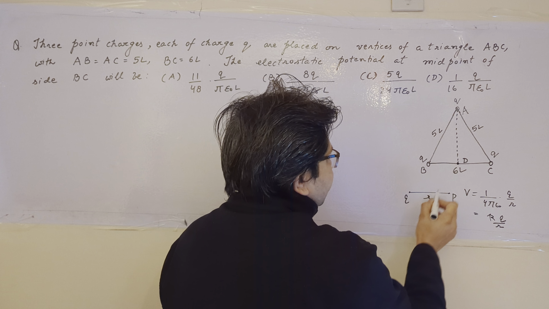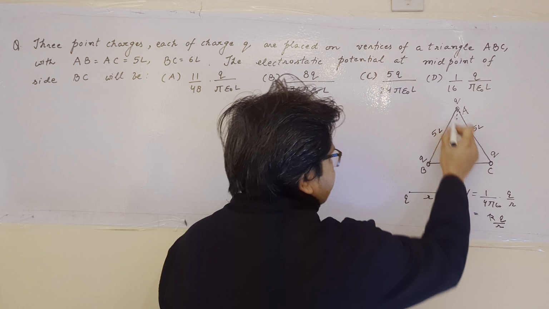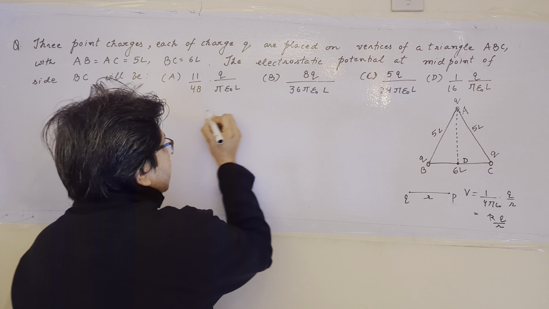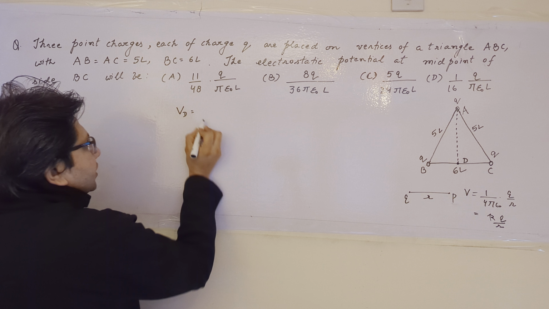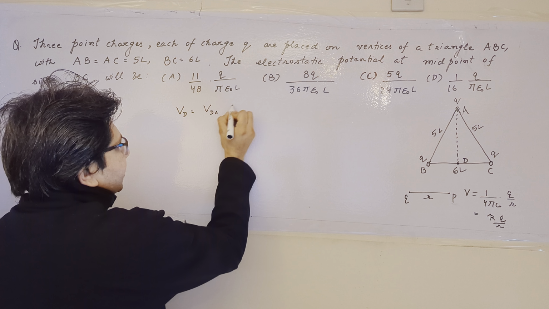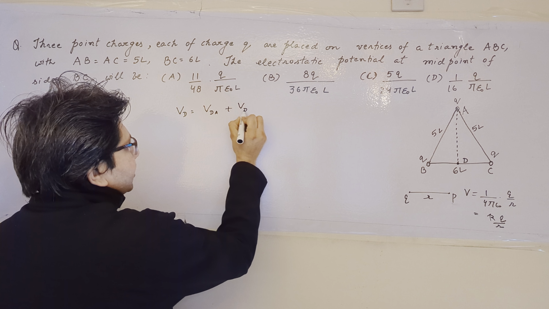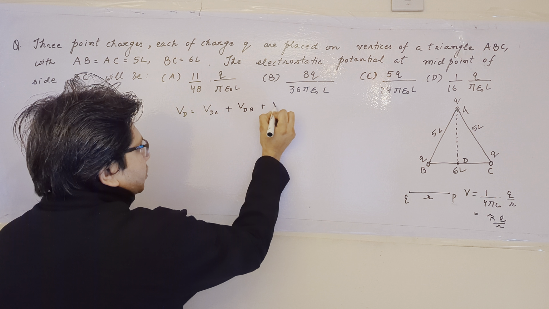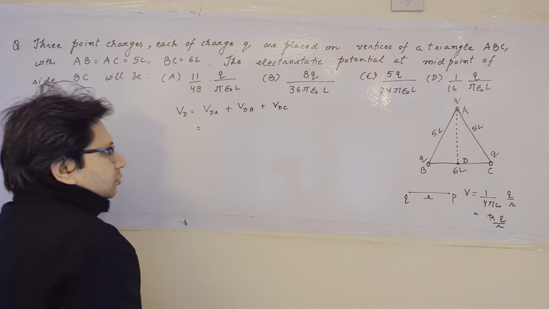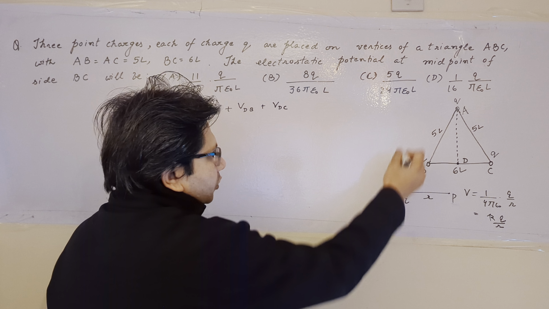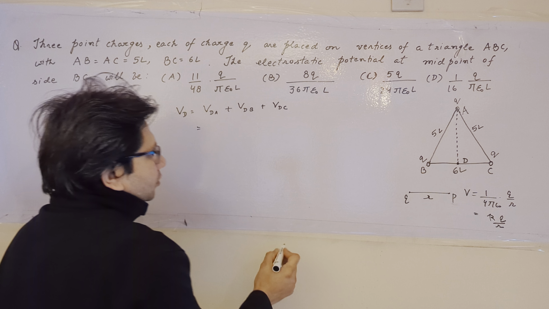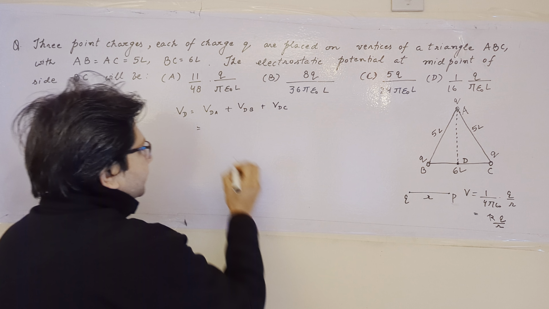The potential at point D is due to the three charges placed at points A, B and C. So the potential at D is equal to the potential at D due to the charge placed at A, plus the potential at D due to the charge placed at B, plus the potential at D due to the charge placed at C. By using the principle of superposition, we will calculate each potential and take the algebraic sum.